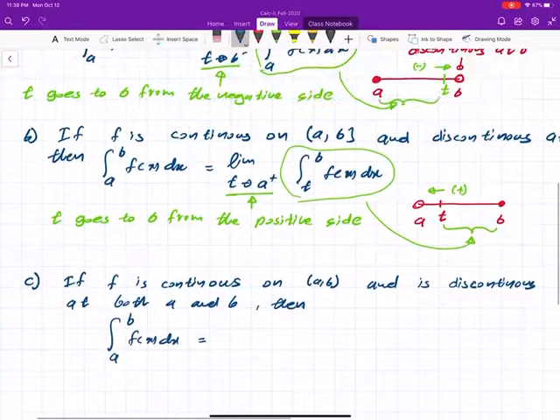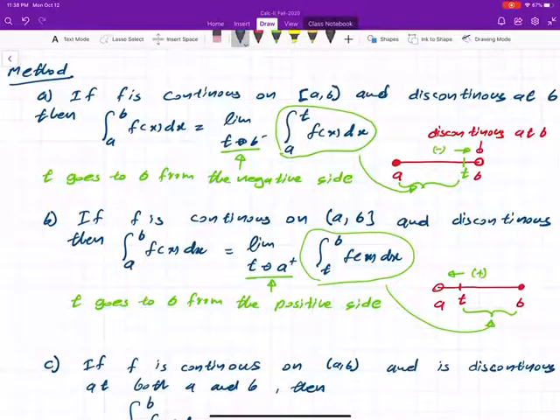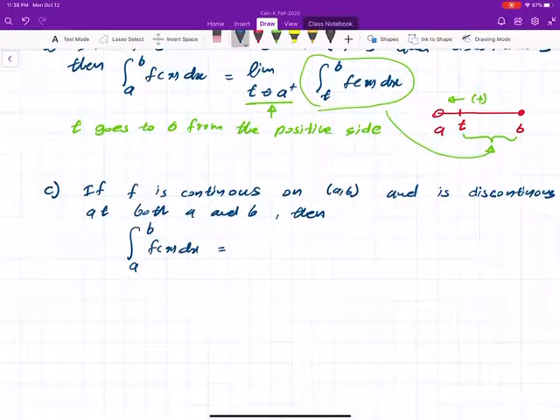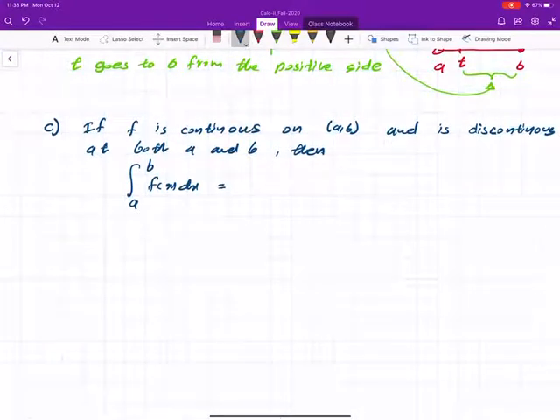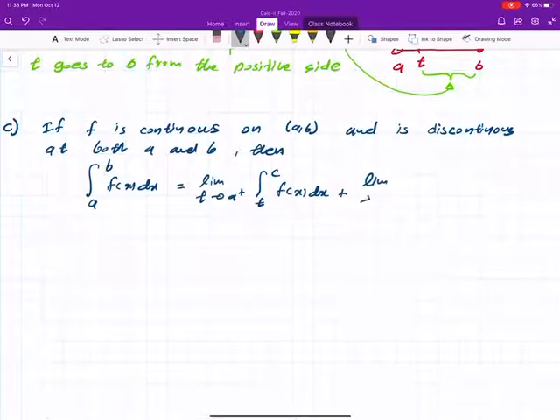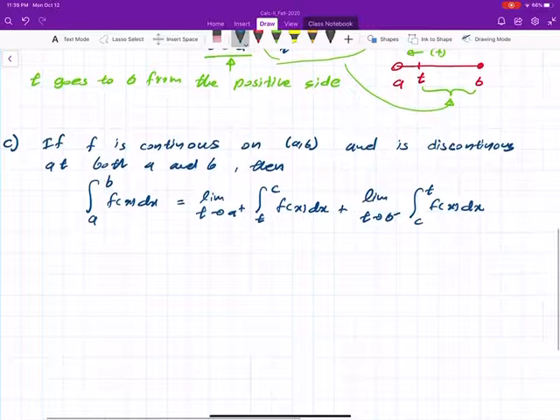So you use case A and case B for case C. Case A is for discontinuous at B, case B for discontinuousness at A. Now case C is discontinuous at both A and B, so you use A and B both for case C. This equals limit t goes to A from the positive side, integration from t to c f of x dx plus limit t goes to B from the negative side, c to t f of x dx. Alright, so that is case number C.